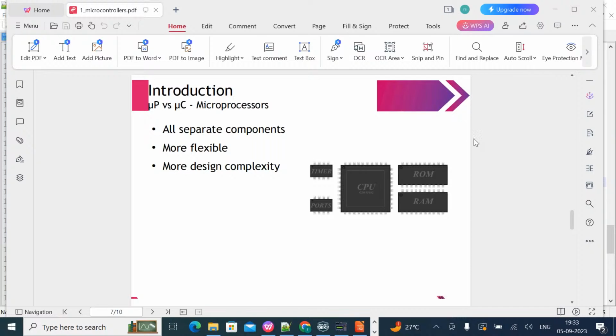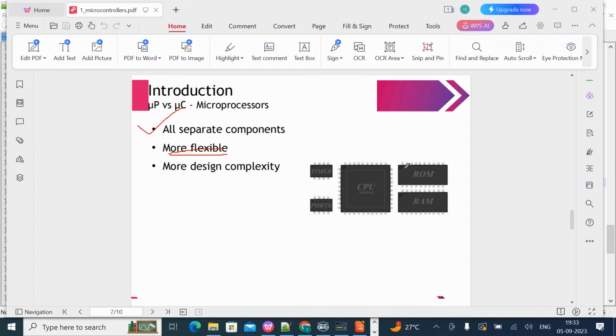So what is the advantage of this? These components are separate, and it has an advantage. What? More flexibility. If I need, I can upgrade the memory. If I need another timer, I can add that timer. You have more flexibility in case of a microprocessor.